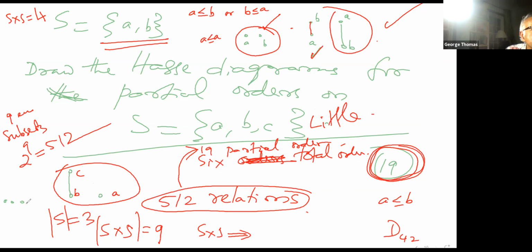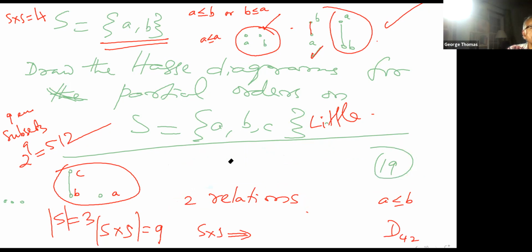You can draw pictures like this. I want you to try to get as many of those 19 as possible. Do you understand the homework now? Yes, sir. You may not get all of them. Okay, let's get one more partial order on this set and then stop the class. Then you get a few more in the homework. You can also try to get all the 19.